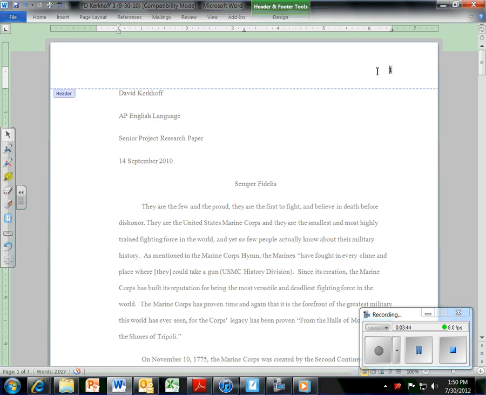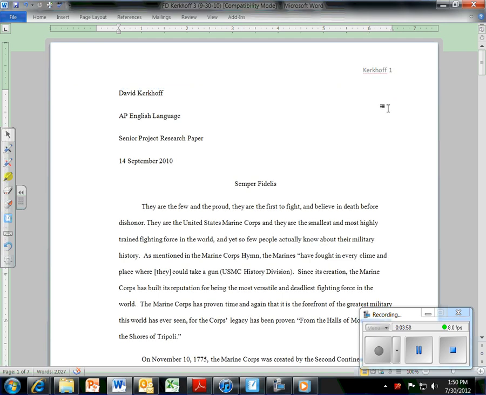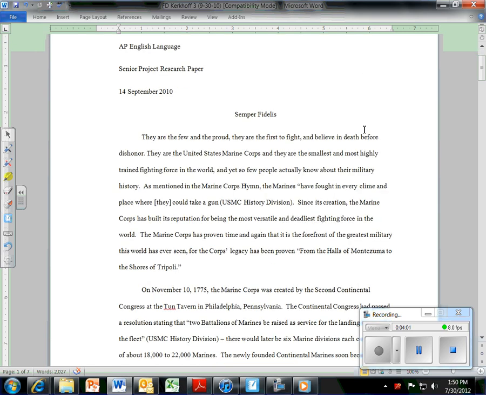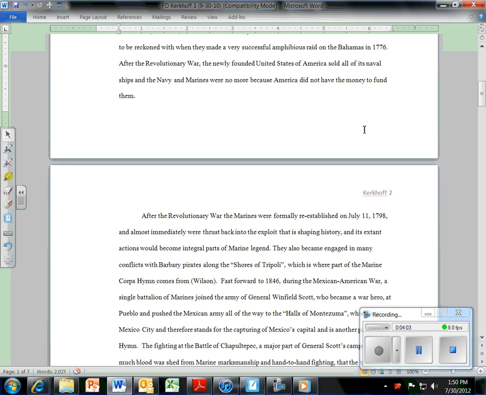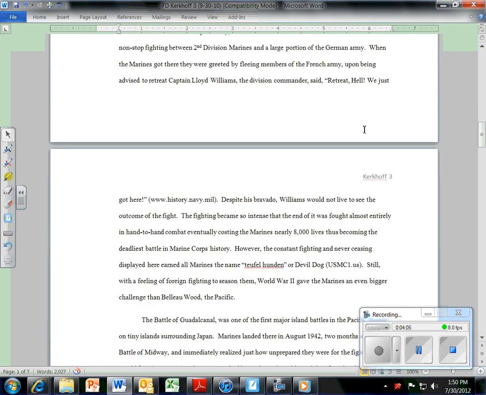So I'm just going to double click, I'm going to put in a space, and I'm going to type in my name. Okay, notice how there is a space between my last name and the page number. I double click and close the header. Now if I scroll down, Kirchhoff 1, Kirchhoff 2, Kirchhoff 3. It is really just that easy, and it's vital that you put the running header in there. Vital.